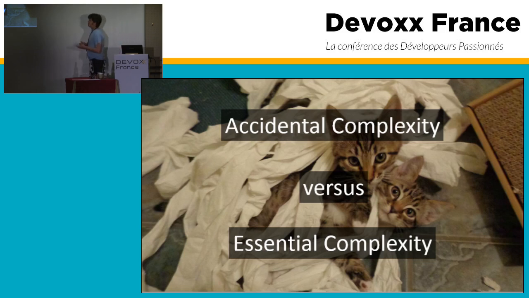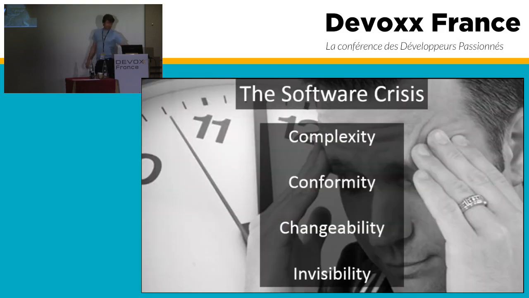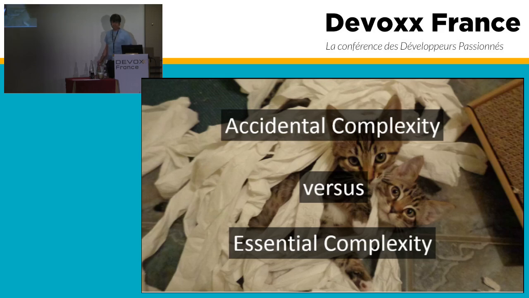So now, moving on from the Brooks paper, there was another famous paper by Ben Moseley and Peter Marks called Out of the Tar Pit. And what they basically said in their paper is you can take all the four forms of software crisis that Brooks identified, and they all come down to complexity, different forms of complexity. And what they said is that software basically has two forms of complexity: accidental complexity and essential complexity.